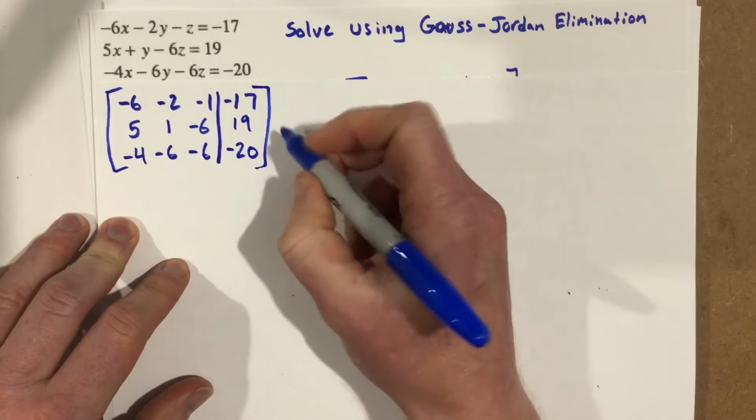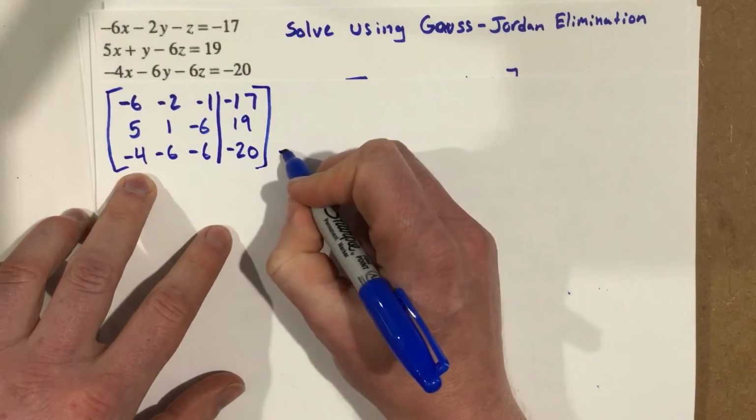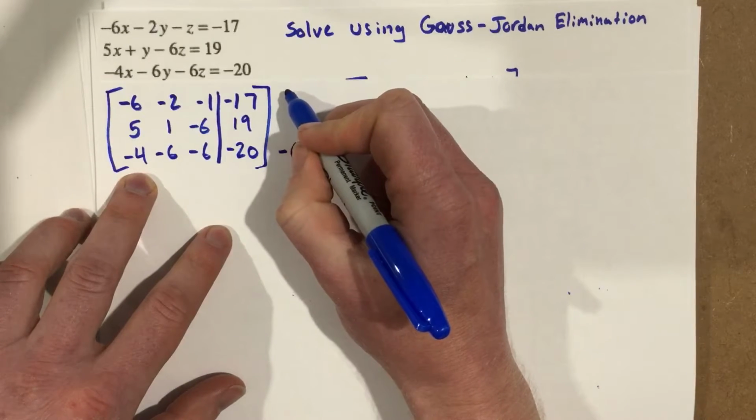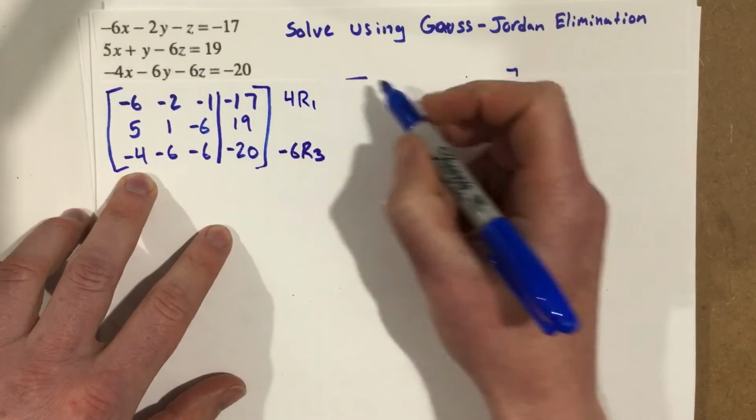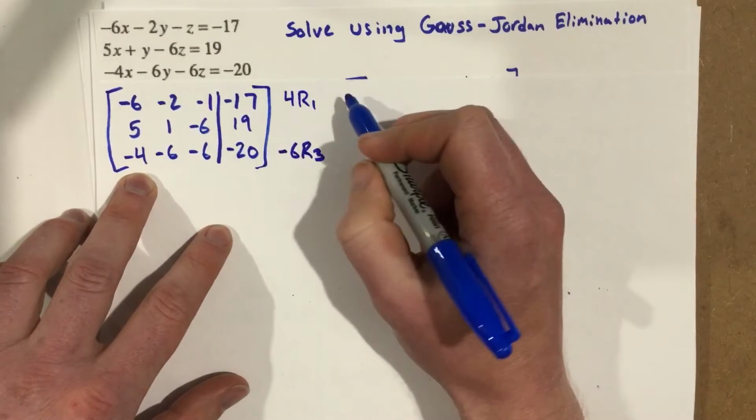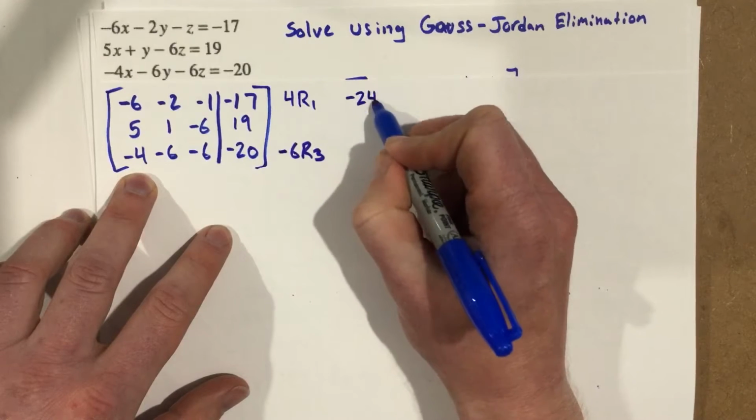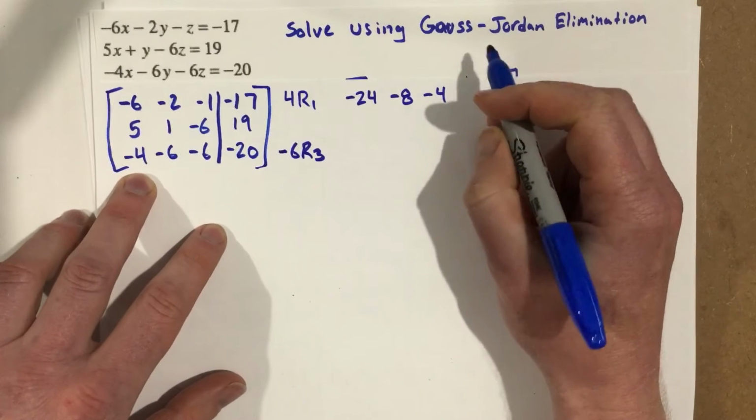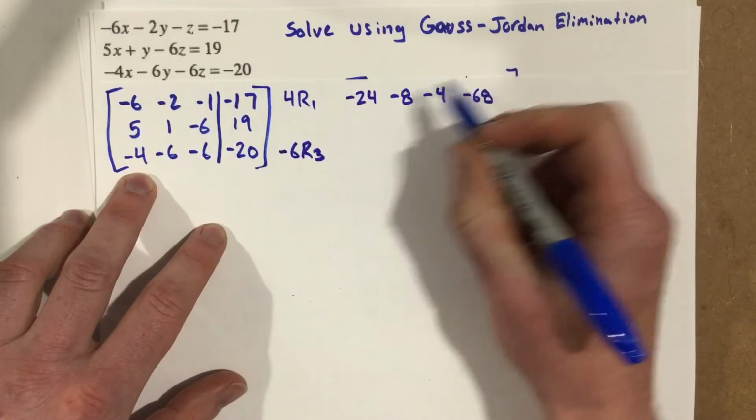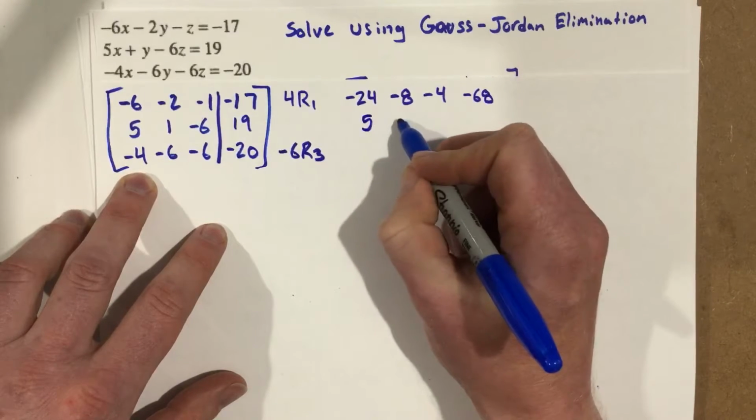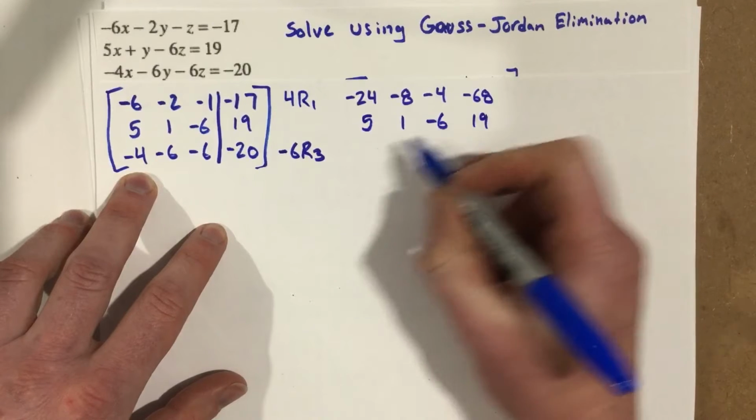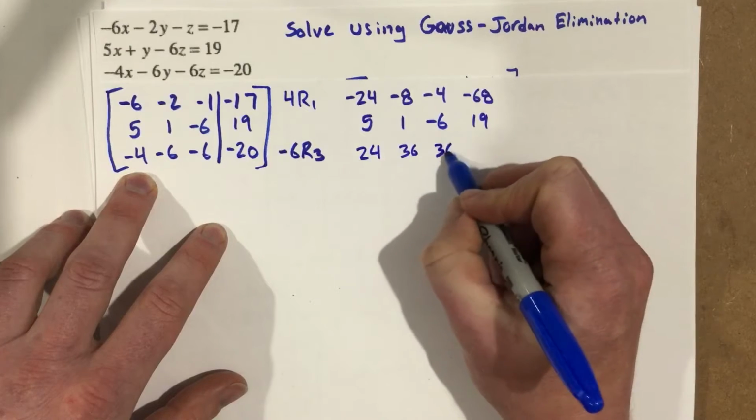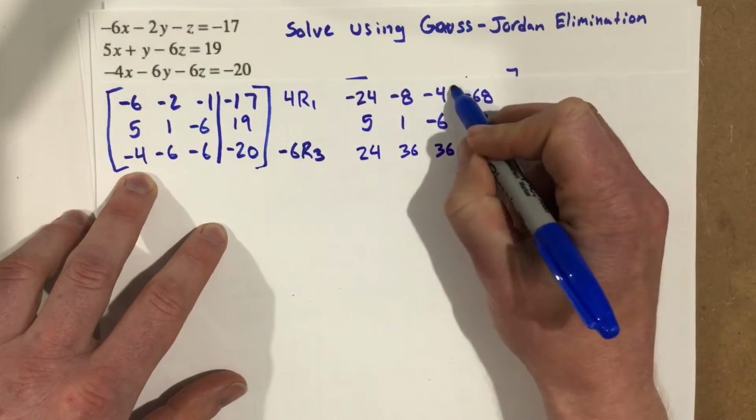So the first thing we're going to do is multiply the bottom by -6, so -6 row 3, and multiply the top by 4, row 1. We multiply the top by 4, you're going to get -24, -8, -4, and -68. And you'll get 5, 1, -6, 19 for the middle row, and 24, 36, 36, 120 for the bottom row.